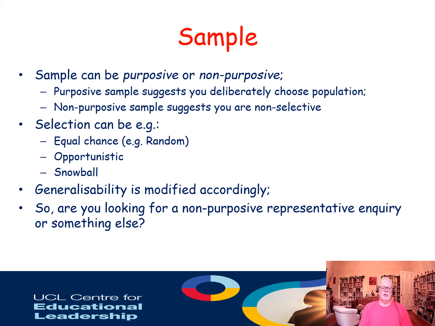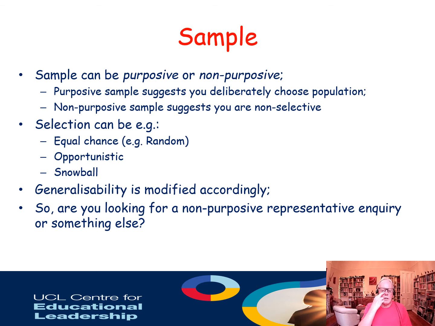Now, the concept of generalizability, item 4, is do your findings represent what you could normally find or would expect to find in any similar situation? Okay, so if you are not using an equal chance non-purposive sample, then you're going to modify your generalizability accordingly. It's not going to be representative of the whole population. It's only going to be representative of the part of the population you selected.